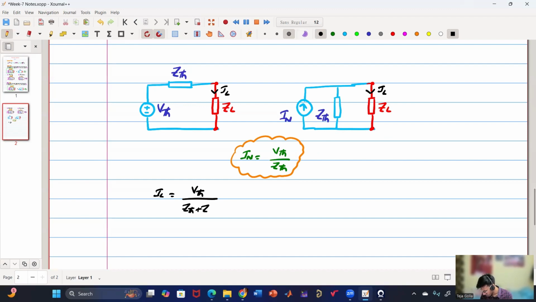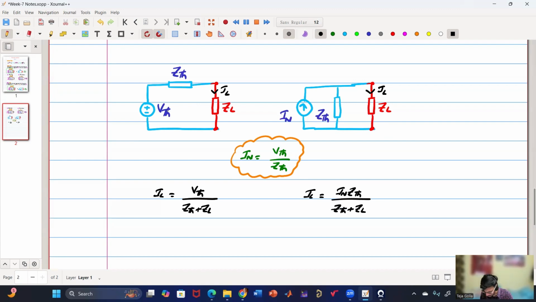Because this is the total impedance. So now in this case, what is the IL in terms of I Norton? Anyone? IL in terms of IN, ZTH and ZL. IN into ZTH by ZTH plus ZL. Yes, IN into ZTH by ZTH plus ZL.